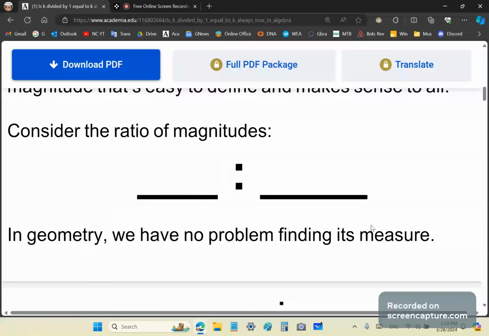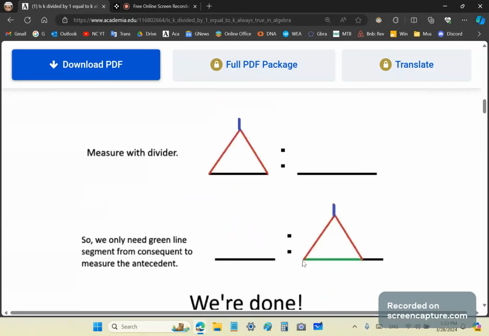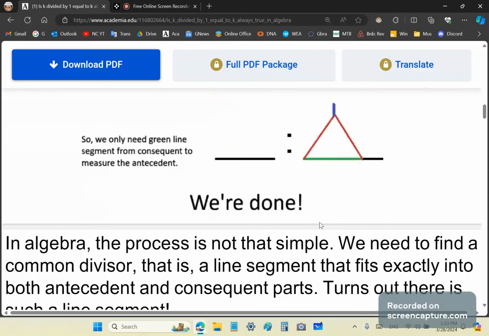So in geometry, we have no problem finding the measure of this ratio. How do we do that in geometry? Well, we take a divider like you see here. This little red instrument with a blue handle is a divider, used a lot in geometry and trigonometry. We place the ends on this side of the antecedent, and we say we only need that green part of the consequent to measure the antecedent, and we're done. It's as simple as that. Isn't that incredible? That's geometry, by the way.